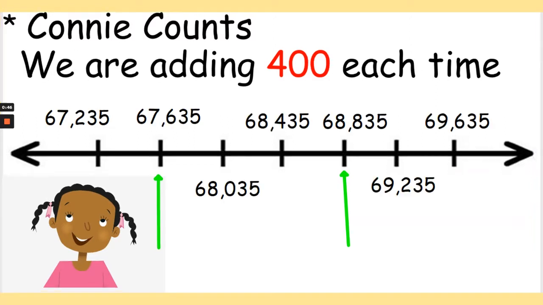Okay, let's see how we did. So starting with 67,235, adding 400 each time, you should have had 67,635, 68,035, 68,435, 68,835, then 69,235, and lastly 69,635. And the two numbers I was looking for were 67,635 and 68,835.